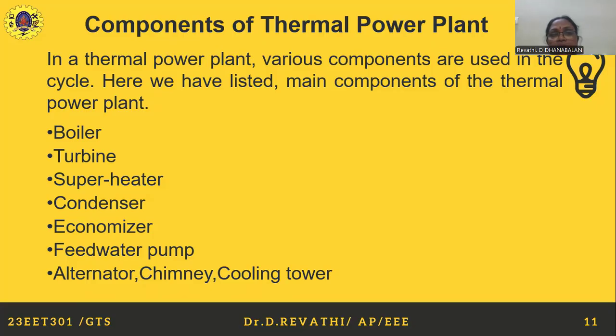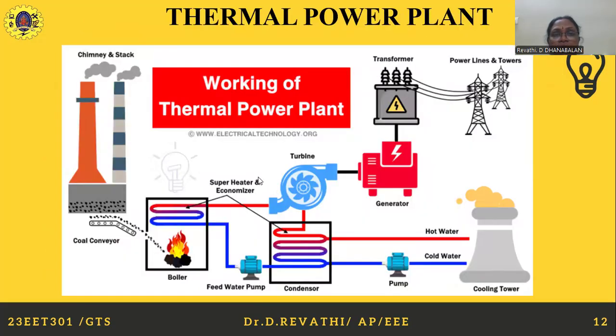today we are going to see the components of a thermal power plant. Here I have listed the main components: boiler, turbine, superheater, condenser, economizer, feed water pump, alternator, chimney, and cooling tower. Right. So here I show the power plant images, and all the components are highlighted.